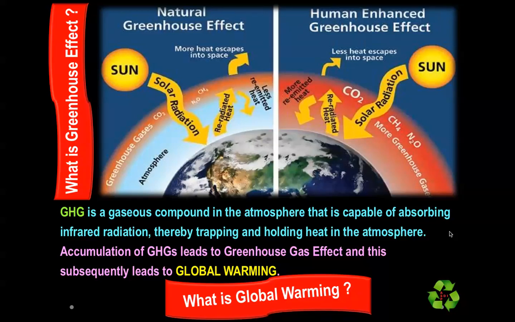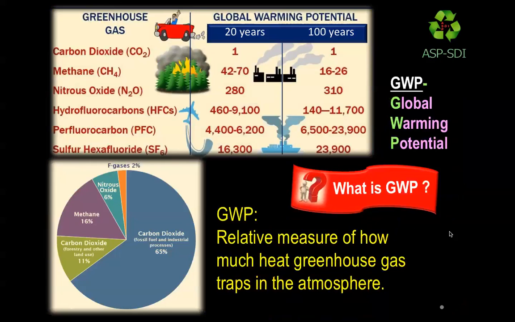Now, how do we understand these gases? How do we measure these gases? What exactly is the unit of these gases? These gases are understood or explained by what is called the global warming potential. What is global warming potential? It actually is the relative measure of how much heat a greenhouse gas traps in the atmosphere.